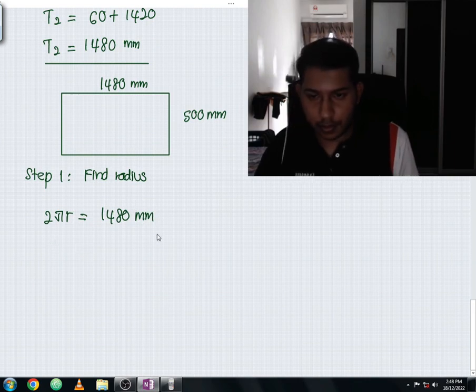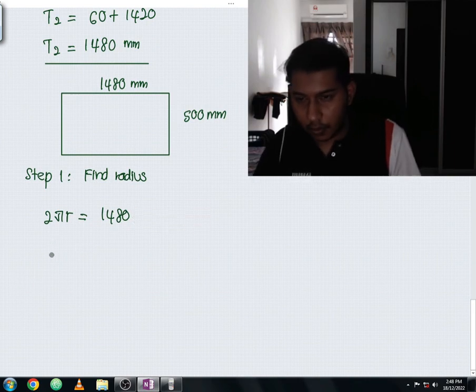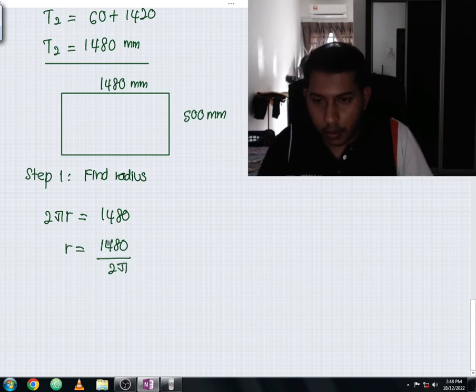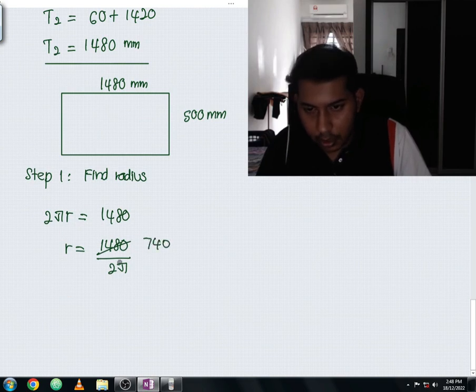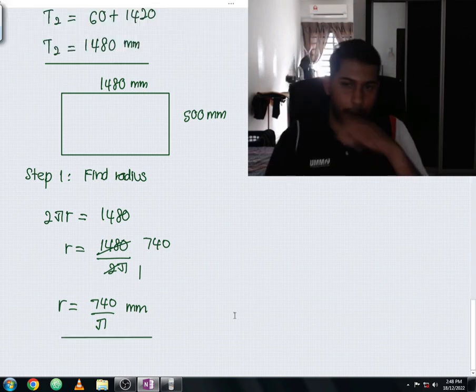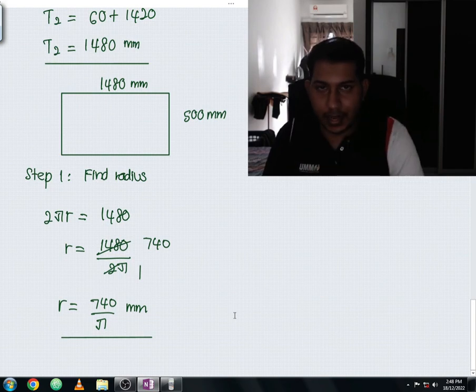Just neglect this first. From here your r will be equal to 1480 divided by 2 pi. Just simplify this: one you get is 740, and this one simplifies to 1. So from here you get your radius is equal to 740 divided by pi millimeter. So we have already found the radius.